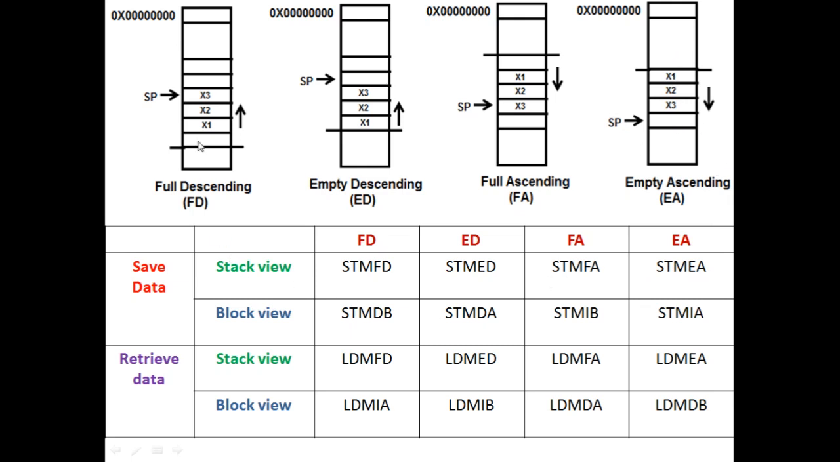So what you see here is that there are different types of stacks, and you can refer to the stack by using the appropriate mnemonic. This is about saving of the data, and therefore the instructions are store type of instructions. Similarly, when you want to retrieve the data, these are the load type of instructions, and the corresponding stack view and block view mnemonics are as shown in this table.